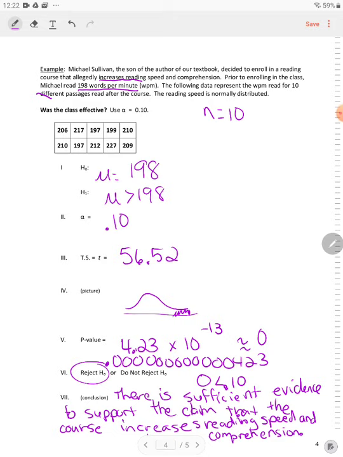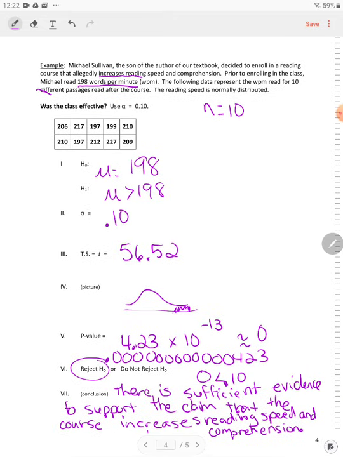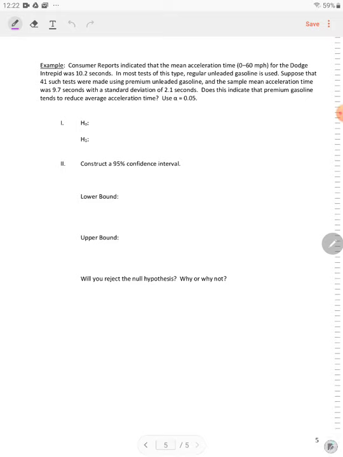All right, so let's look at, please, our last example, which is going to be different because this will be a T interval. Consumer Reports indicate the mean acceleration for the Dodge Intrepid was 10.2 seconds. In most tests of this type, regular unleaded gasoline is used. Suppose that 41 such tests were given, so we know n is 41, using unleaded premium gasoline. Sample mean acceleration is 9.7. Standard deviation is 2.1. Does this indicate that the premium gas tends to reduce the average acceleration time?